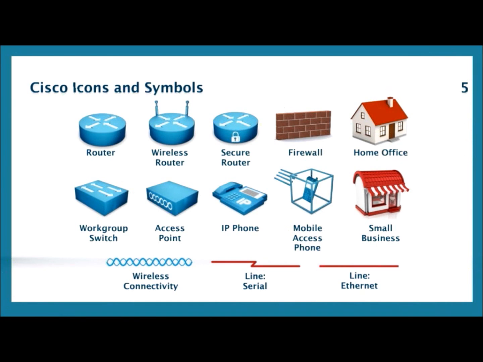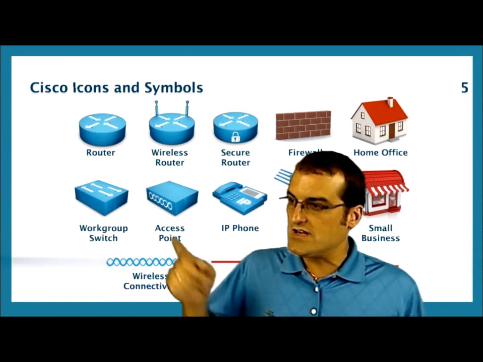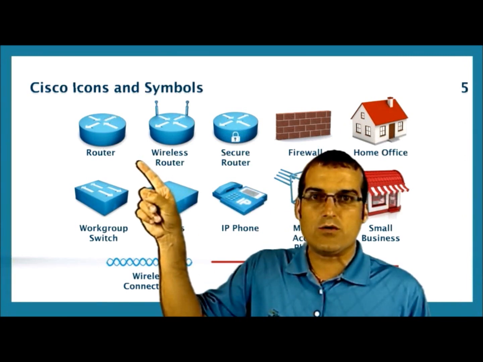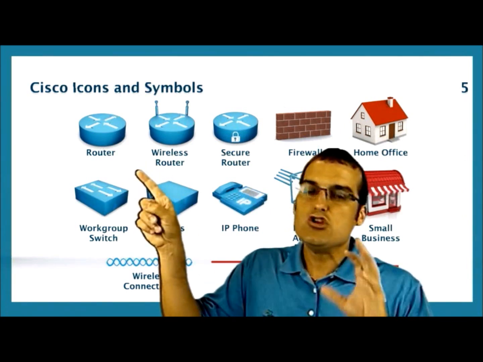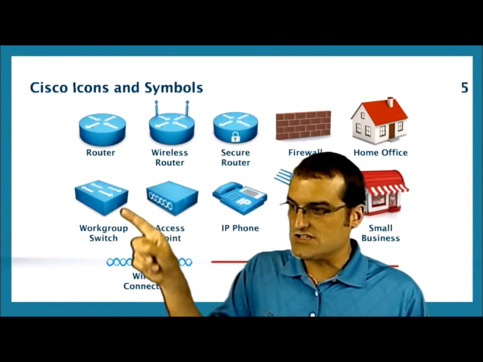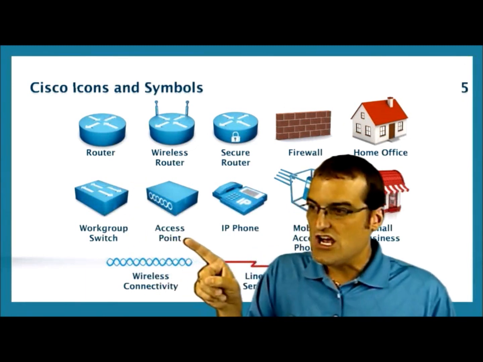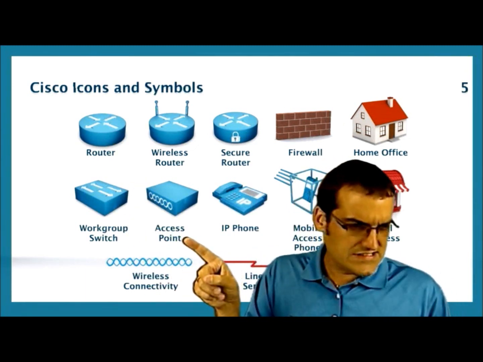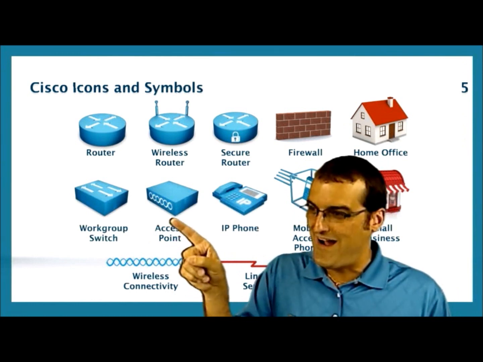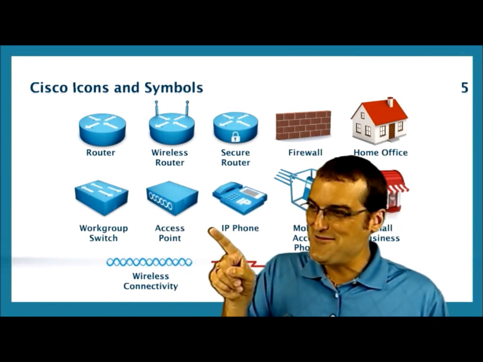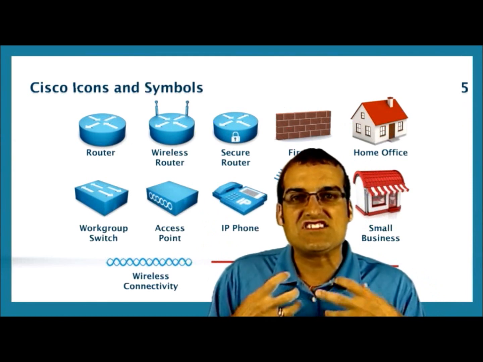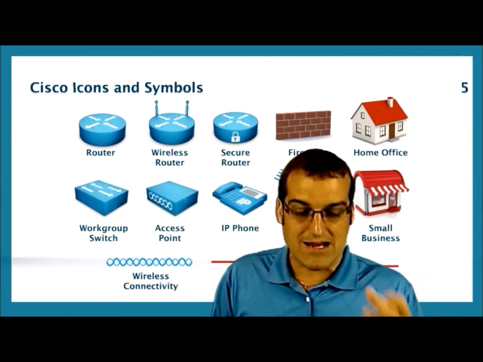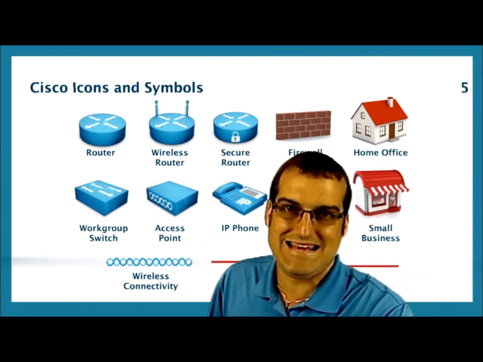We have to know, for example, that that big blue round object up here, that Cisco router, I call it the hockey puck. You really have to memorize what that looks like. A workgroup switch, an access, what is that? That's an access point. Thank you, a wireless access point, an IP phone. You need to be able to see those objects and recognize them immediately.